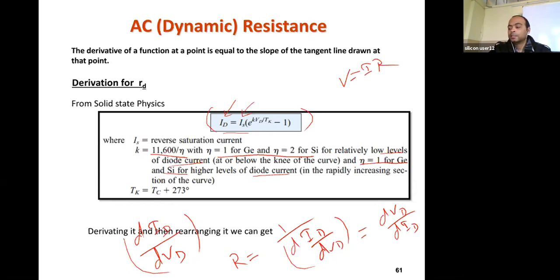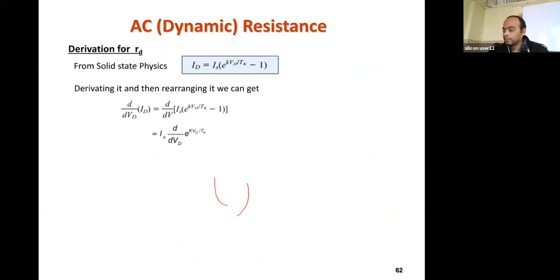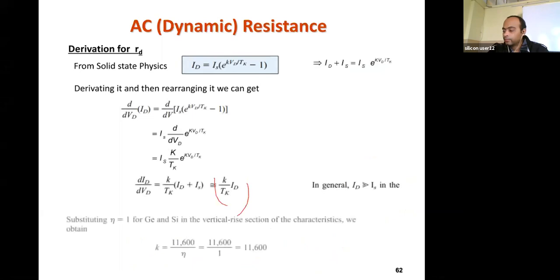Tk will be equal to Tc plus 273, where Tk is temperature in Kelvin and Tc is temperature in Celsius. To convert Celsius to Kelvin, 273 degrees is added. That's why Tk equals Tc plus 273 degrees. So k equals 11,600 by eta, or 11,600 by 1.